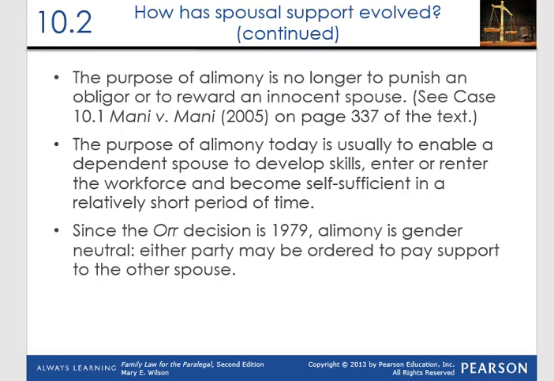The purpose of alimony is no longer to punish an obligor or to reward an innocent spouse. The purpose of alimony today is usually to enable a dependent spouse to develop skills, enter or re-enter the workforce, and become self-sufficient in a relatively short period of time. Since the Orr decision in 1979, alimony is gender neutral, meaning either party may be ordered to pay spousal support to the other spouse.